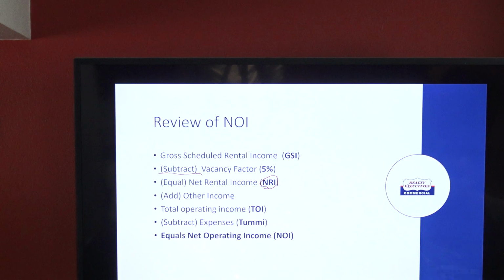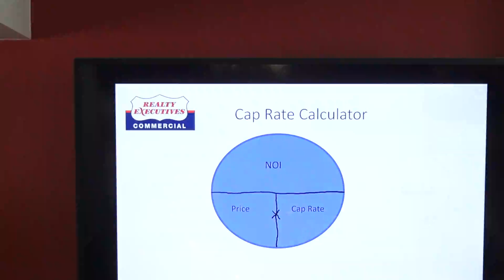And then you have to add your other income. What is your other income? Laundry income, garage, storage, things like that, okay? So when you do all of that, you get what they call the total operating income, okay? But you're not done, because you have to subtract your expenses, which is your tummy: taxes, utilities, maintenance, management, insurance. And now you get your net operating income. This is the first step to evaluating any type of commercial property, okay? Is everybody with me so far? Yes. Okay, very good. Let's move on.